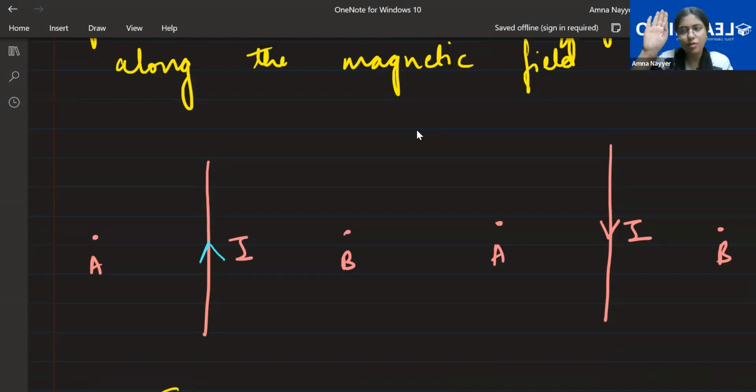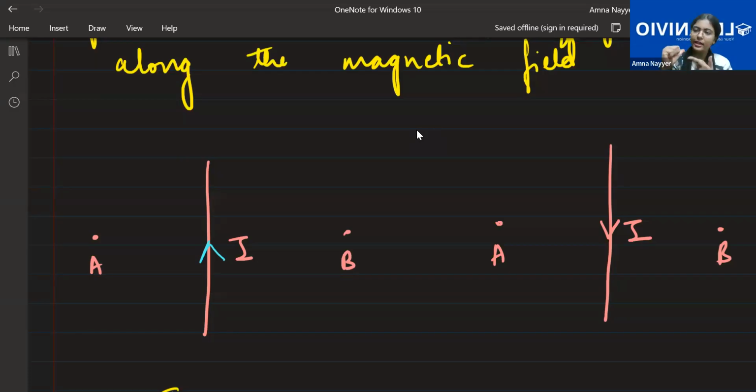So current is upwards, so our hand will also be upwards. Now see, point A is situated towards the left. You have to curl the fingers pointing towards the point of calculation. See, if I keep my hand like this, point A is on the left, I'll not be able to curl it. If I keep my hand like this, now I am able to curl it towards the left one.